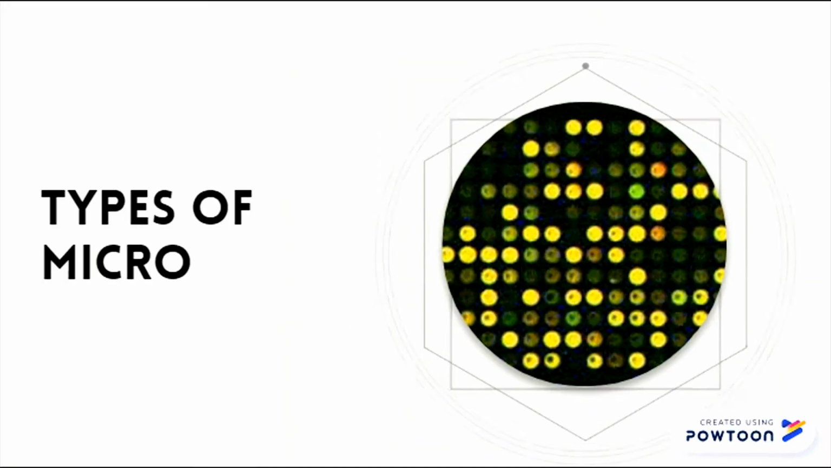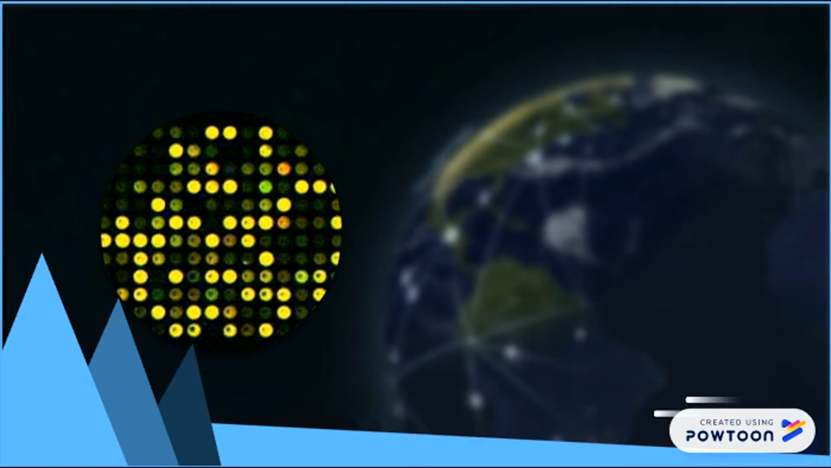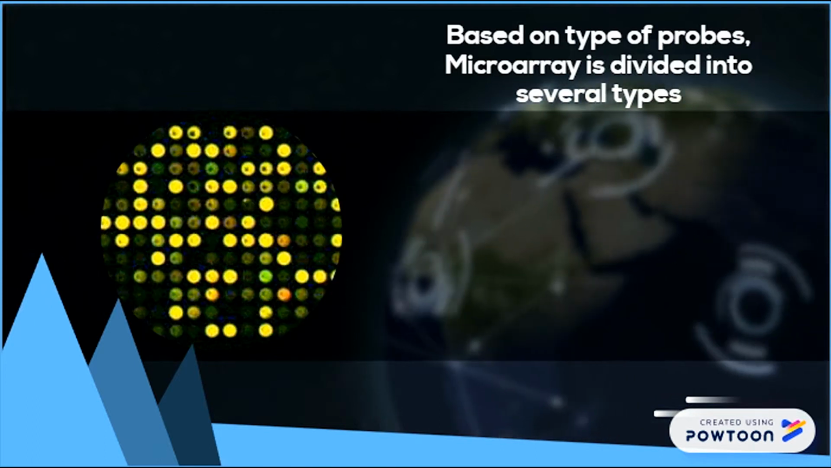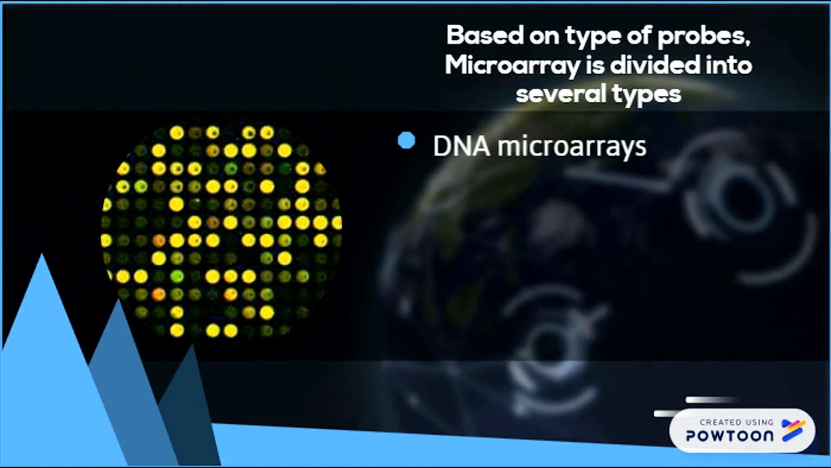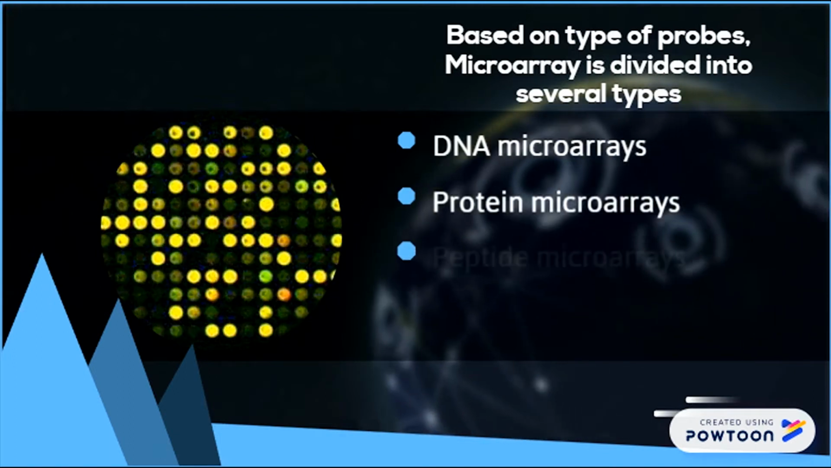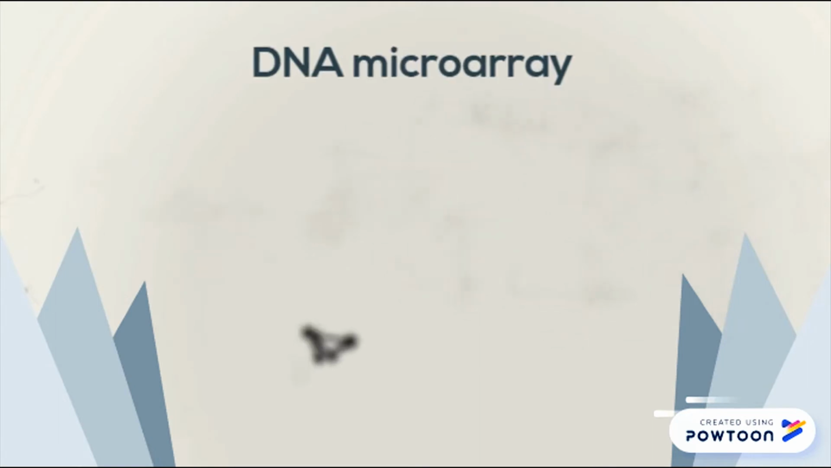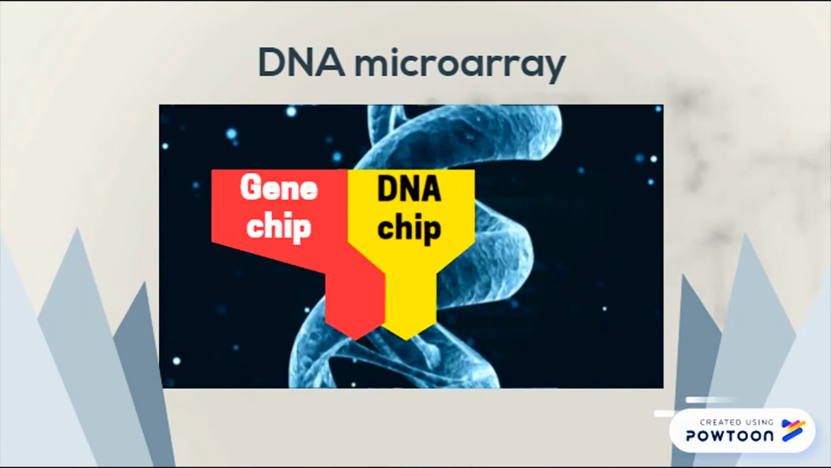There are a few types of microarray in current practice. Based on the type of probes, microarray is divided into several types, which include DNA microarray, protein microarray, peptide microarray, and antibody microarrays. DNA microarray is also known as gene chip, DNA chip, or biochip.